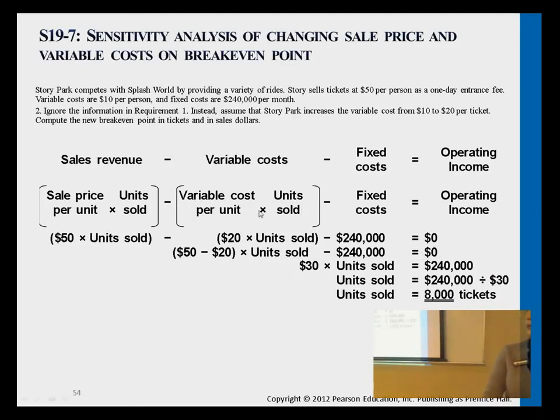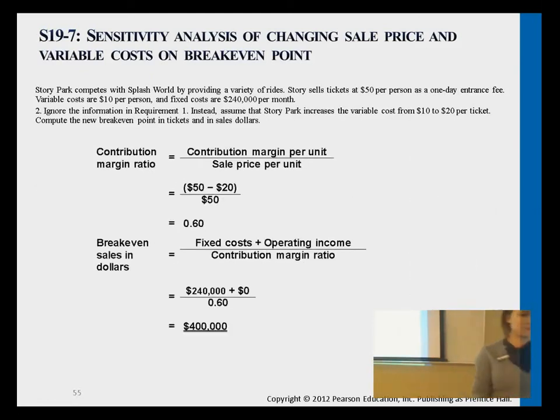So interestingly, the calculation is different. We have $50 for a sale price per unit. We have variable cost that's $20, but we still got 8,000 units, because 40 minus 10 and 50 minus 20 is still 30. So you did get the same number of tickets. Calculations are the same here. Yeah, you're right. I thought so.